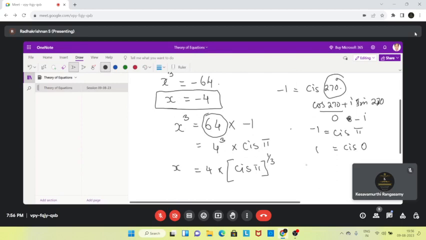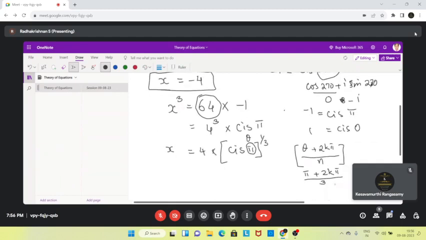I square? No. Suppose this is theta, right? This is your theta. So our formula is theta plus 2k pi divided by n. This is for the nth root. Okay. So k will be 0 to n minus 1. So here theta is pi, so this will be pi plus 2k pi whole divided by 3, for k equal to 0, 1, 2.